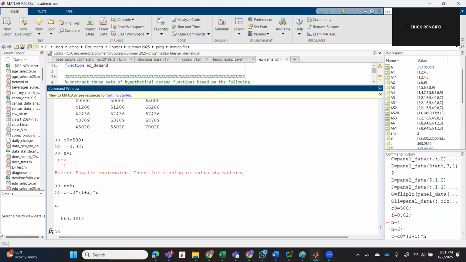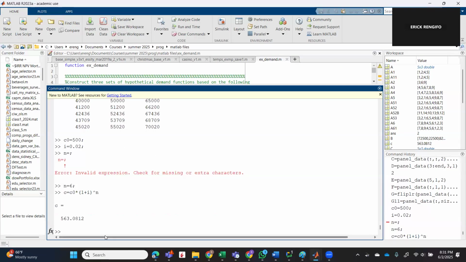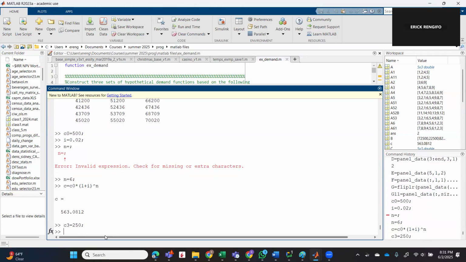Now, the second one. I have a C3, right? C3 is 250. So the only thing that changes here is that I have another cash flow of 250 in period 3. Make sense? So what I will do is call this C6. My mouse is not working properly, so I'm using my keyboard. Okay, so this is my C6.